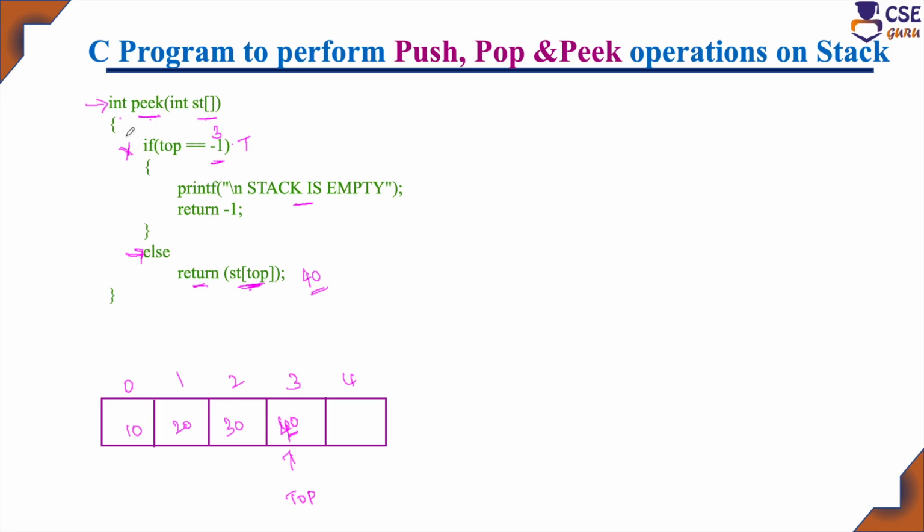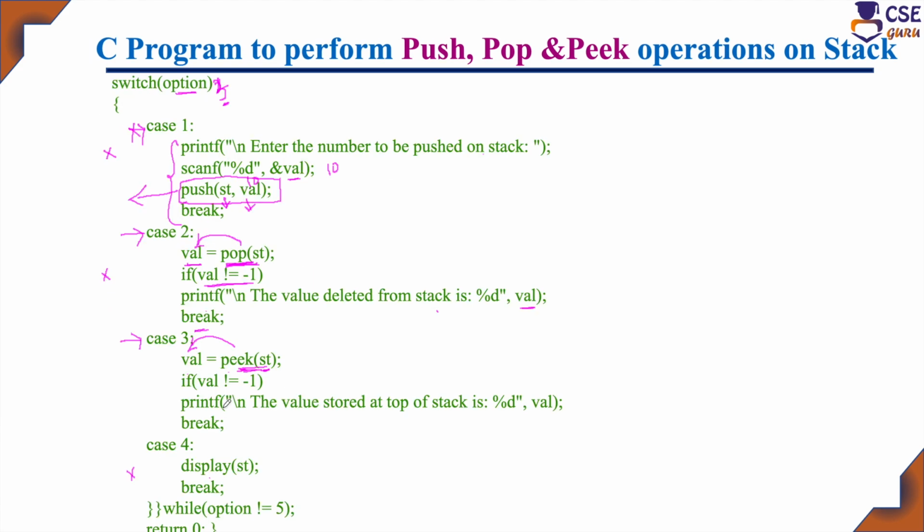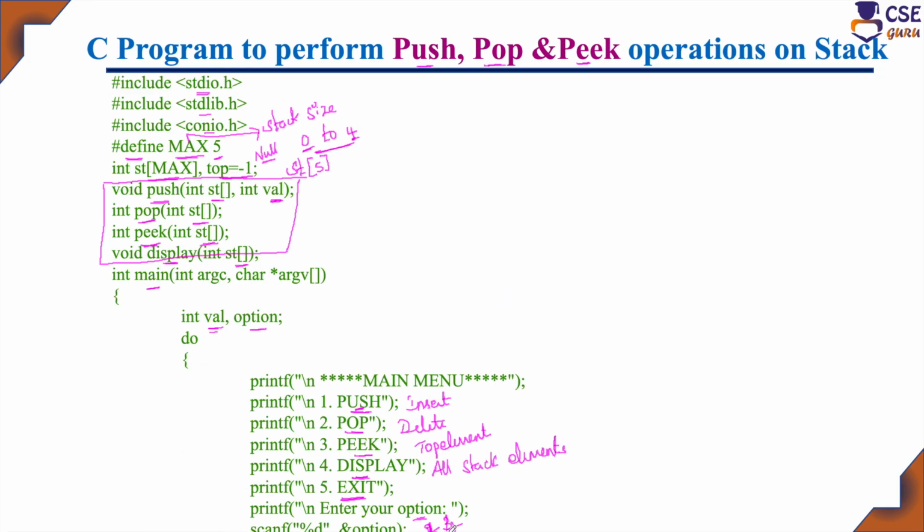And before implementing peek operation, you need to check whether stack is empty. Here also you need to check the condition if value not equal to -1, that is stack should not be empty. If stack is empty in the sense, you cannot implement the peek operation. Okay. So after implementing the peek operation, what is the value? It has to display. Next, option 4 in the sense, it will display all the stack elements one by one.